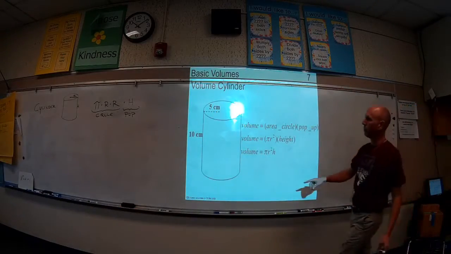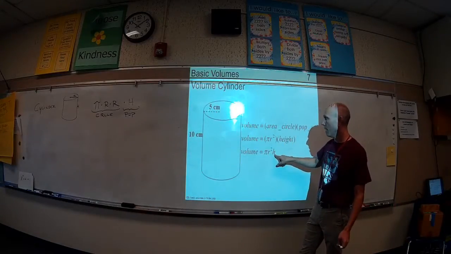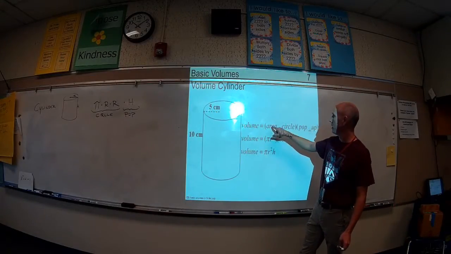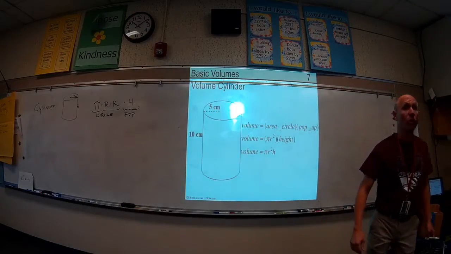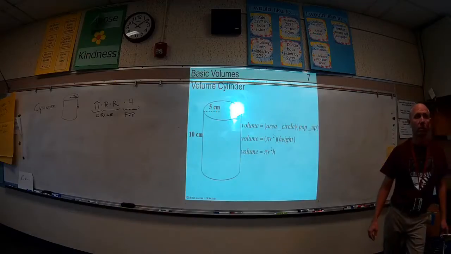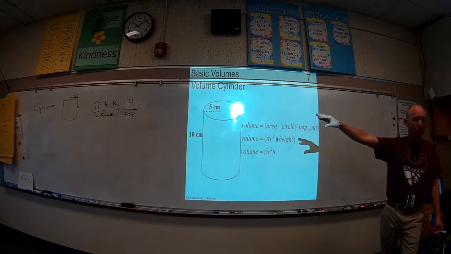So here we go. I start with my circle. There's my circle, pi r squared, and I pop it up with the height. It's the area of the circle times the height. Questions so far? You just write down what I write down. That's all you need to do so far.